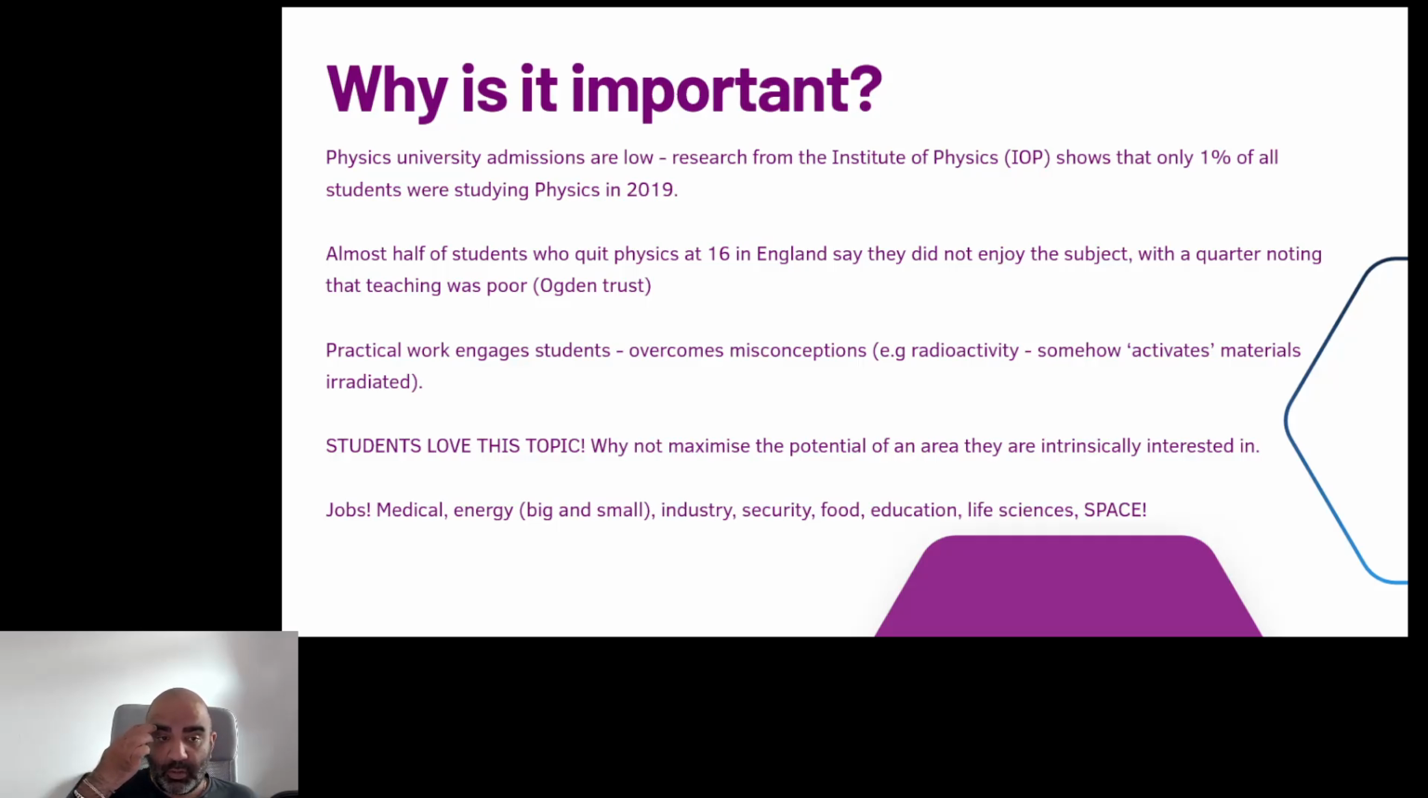Why is it important? If we look at the progression of students from GCSE, where it's mandatory, to A-level, where you, as a student, elect to study various A-level subjects, we see a reduction, and we see a similar reduction from A-level to university. So as we go up the education tiers, the proportion of students studying physics decreases. Only 1% of all students were studying physics in 2019, which is a sad state of affairs.